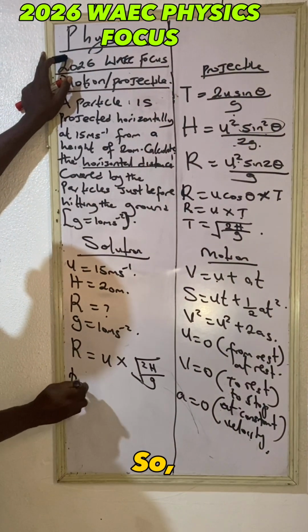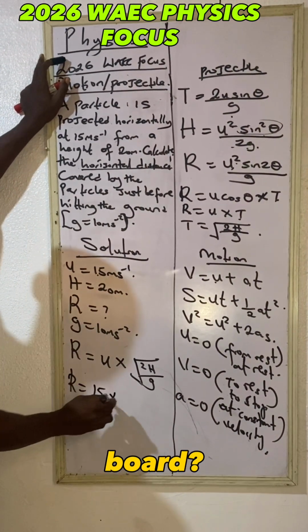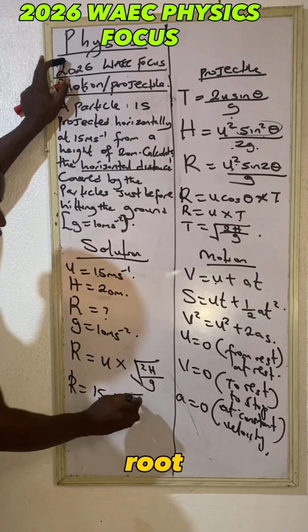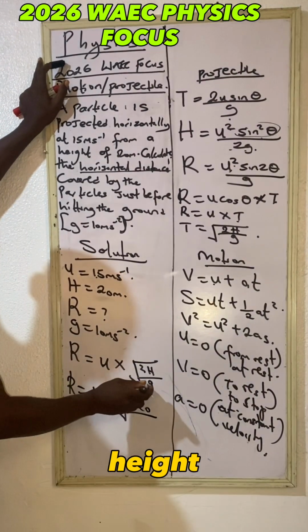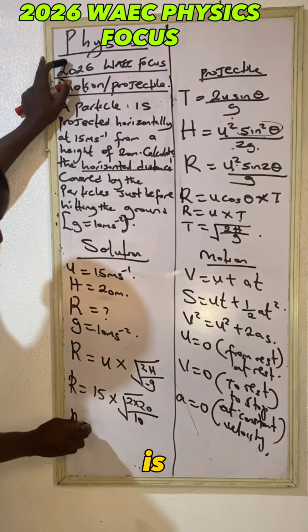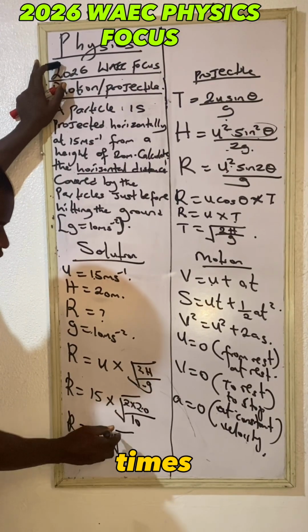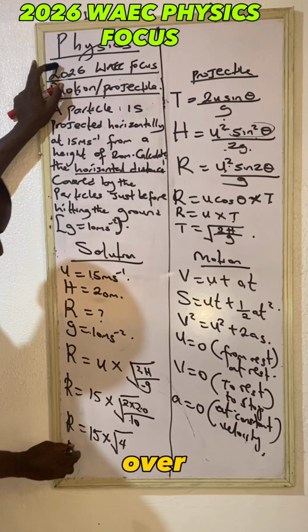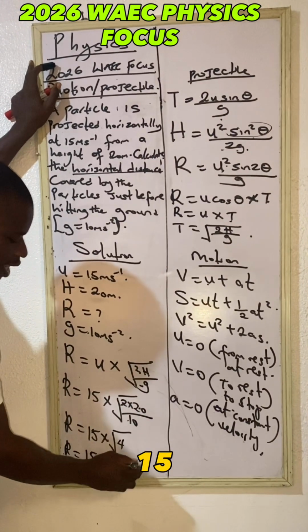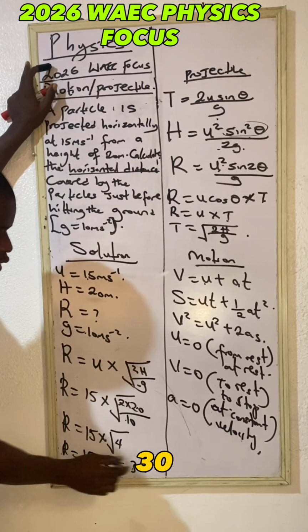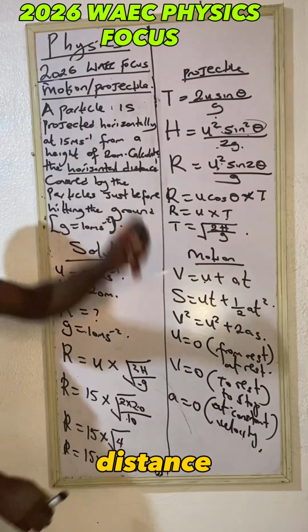So R is equal to, what is your u on the board? Your u is 15 times the square root of 2 times, what is your height? Height is 20. What is your g? Your g is 10. So R is equal to 15 times the square root of 2 times 20, that is 40, over 10, that is 4. So R is equal to 15 times 2, so that is 30. The unit of horizontal distance is meter. So that is 30 meters.